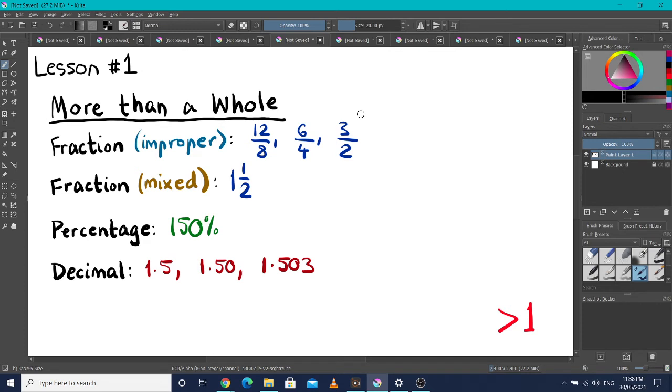We can convert improper fractions to mixed fractions. 3 over 2 is converted to 1 and a half. A mixed fraction has a whole number and a proper fraction next to it. 1.5 can be interpreted as 150%. Remember to put the percent sign next to your answer. And then going back to the following decimals.